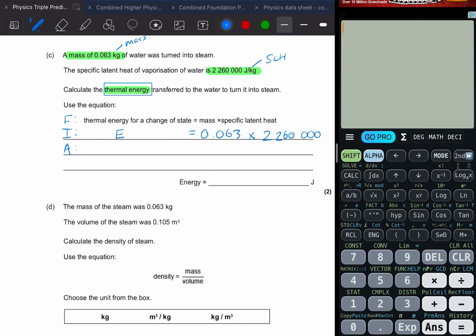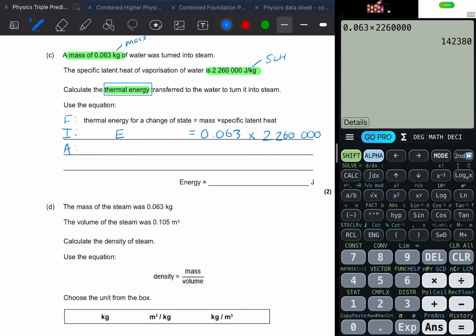So we've got 0.063 multiplied by 2,260,000. So the hard part here is going to be typing it into the calculator correctly. So let me just check that my input was right. I like to read it backwards, it's normally the easiest way. So 1, 2, 3 zeros, 1, 2, 3 zeros, and then another 0, 6, 2, and then a 2. Good. 3, 6, 0, and so that's right.